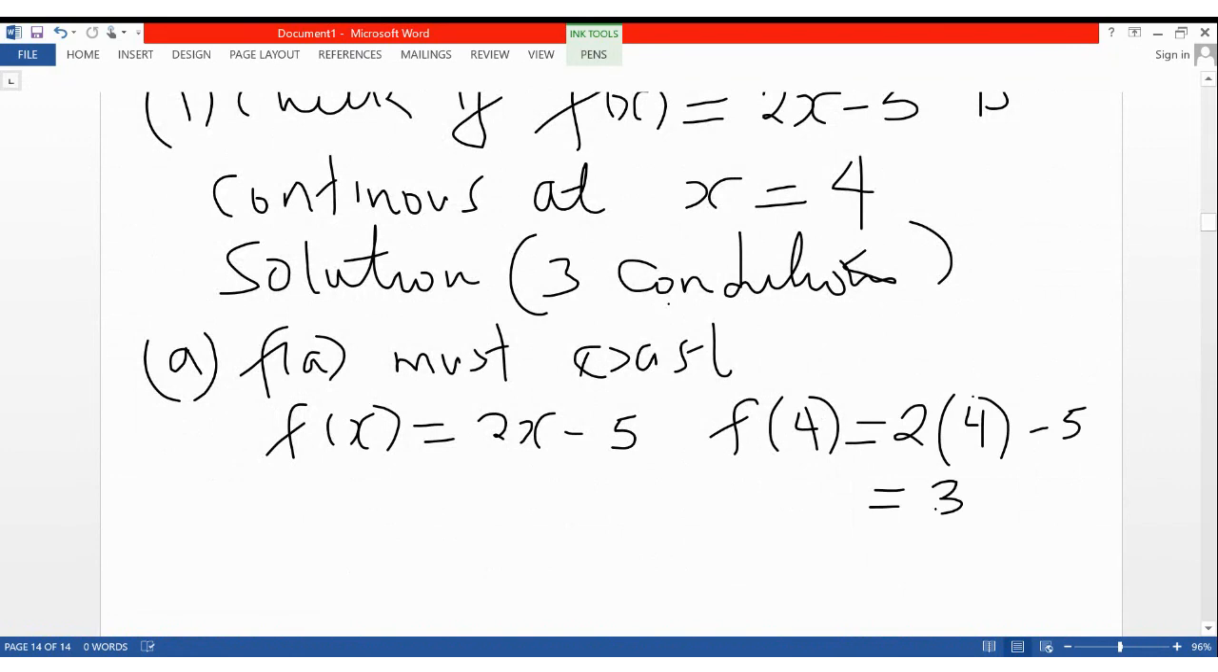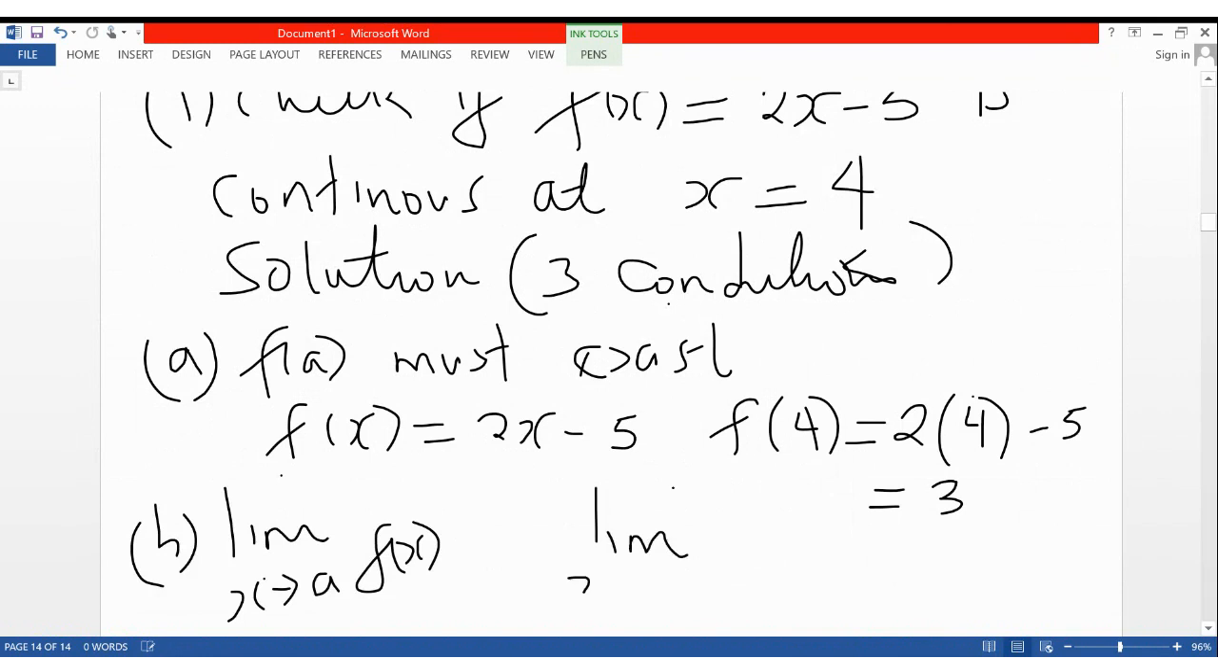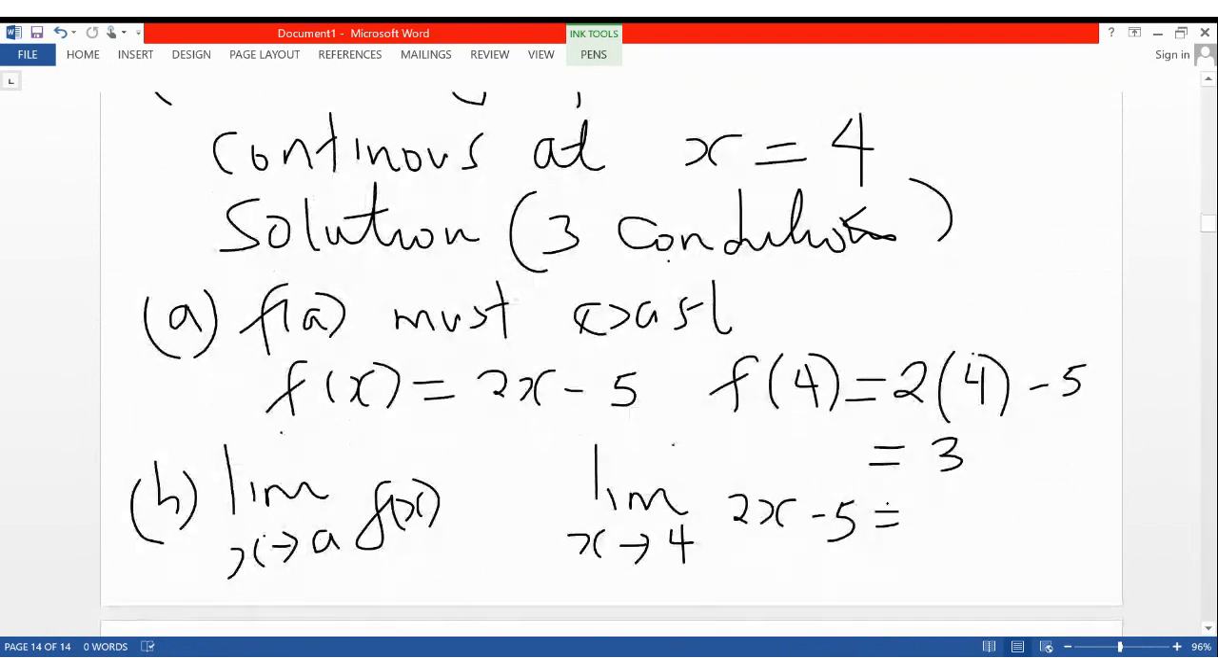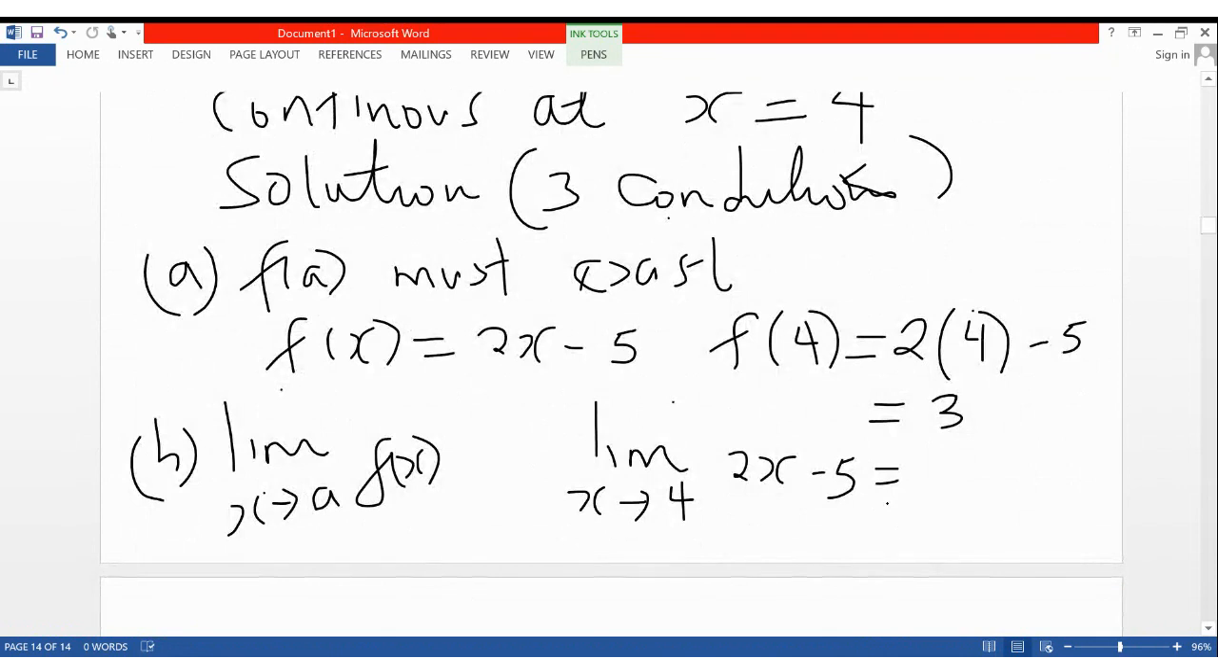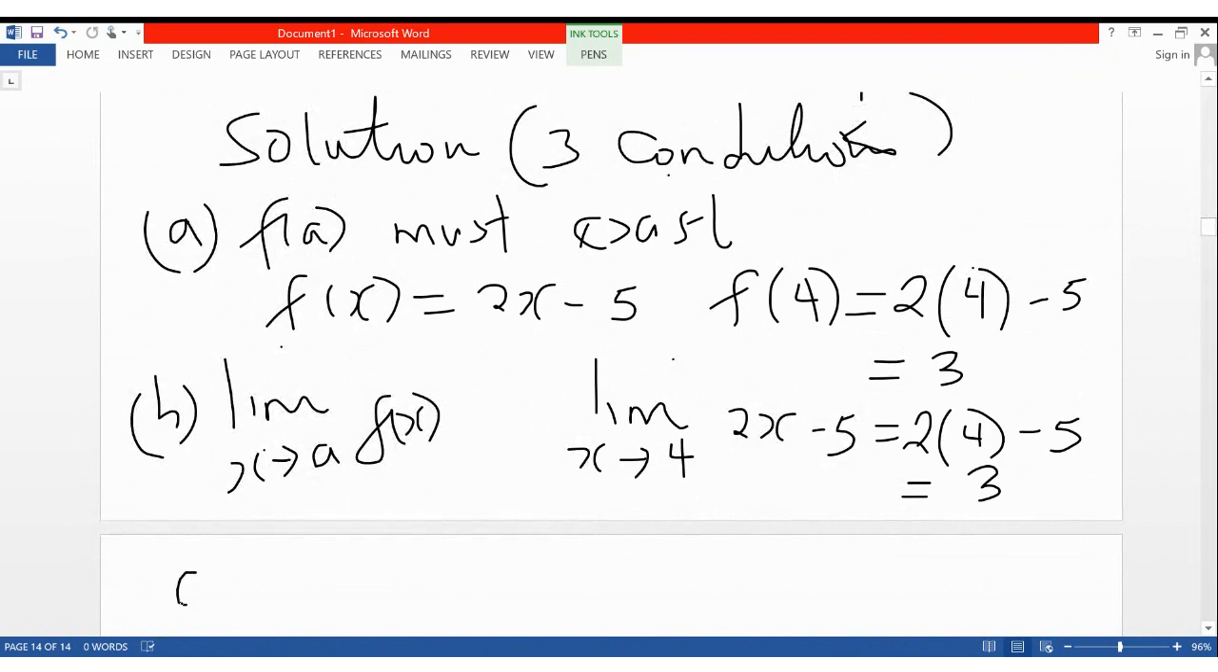Number b now, we check the limits. The limit as x approaches a of f of x. So again, our a is still what? 4. So we shall check now the limit as x approaches 4 of our function 2x minus 5. And again, because I gave you some notes on limits, and we have done this one in what? Differentiation we have done. For the limit you just replace where there's an x with 4, so we shall get 2 times 4 minus 5. This one you are getting it as what again? 3.